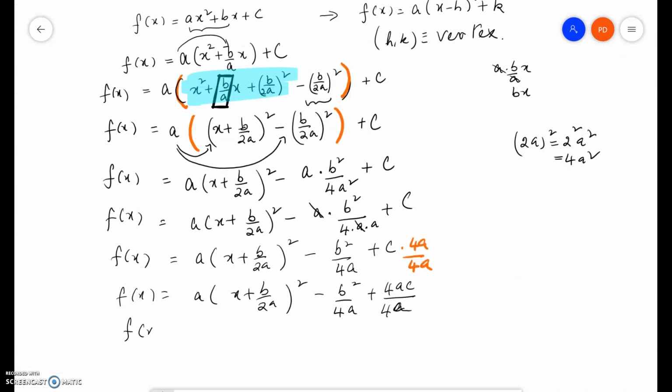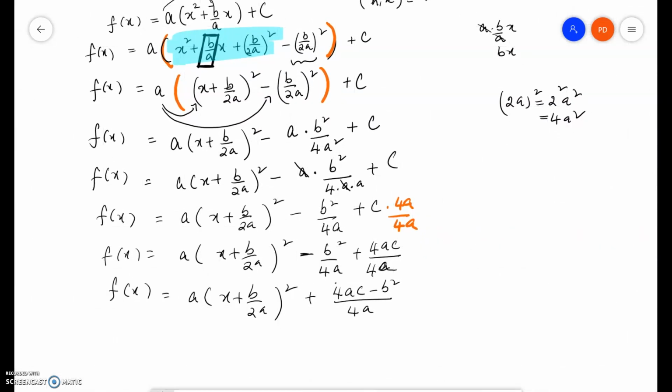Now that's equal to f of x equals a times x plus b over 2a the whole squared plus, I'm going to switch these two terms, 4ac minus b squared, the negative goes with the b squared, divided by 4a. Now we compare this to the standard form, which is f of x equals a times x minus h the whole squared plus k. So we know what k is. Let's just put this in the standard form.